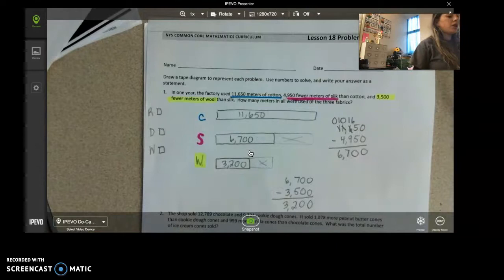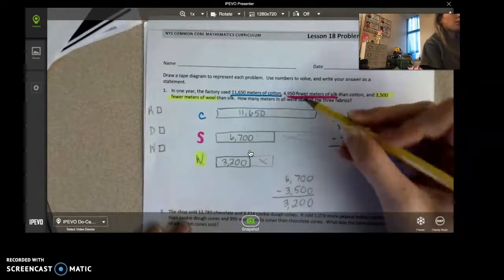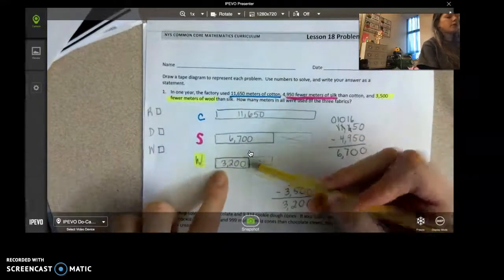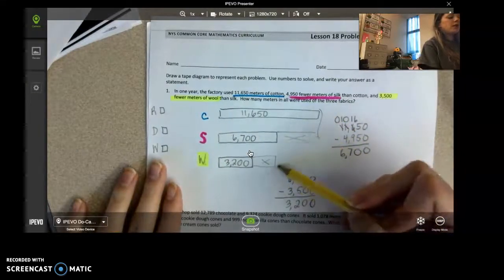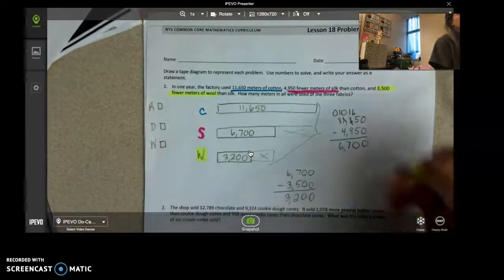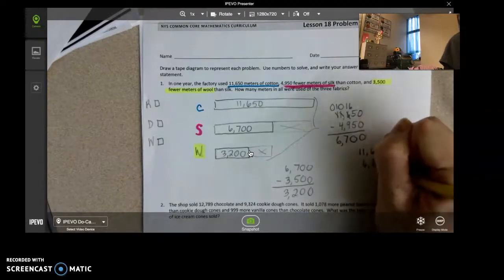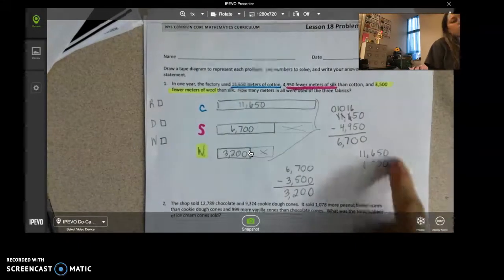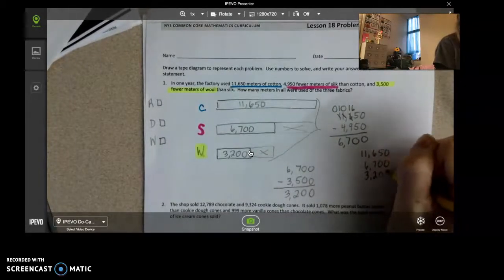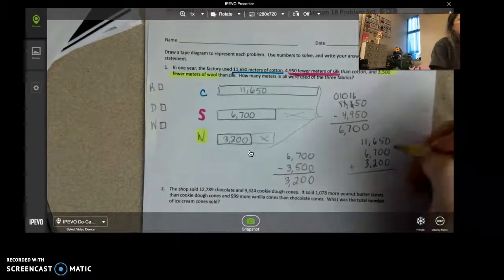Now back to the question here. How many meters in all were used of all three fabrics? Well, I know there was this amount of cotton, this amount of silk, and this amount of wool. So I need to find out how many altogether. What do I need to do with all three of these? You're absolutely right. I need to add them. You can either choose to add 2 addends at a time or stack them all, just very carefully making sure that your ones place is aligned. It must be neat and in 4th grade quality.